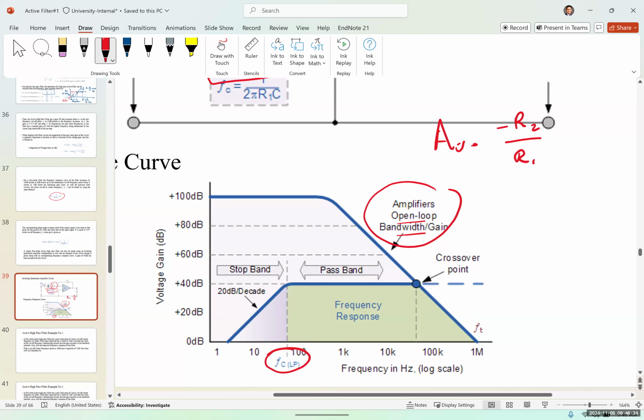And in theory, if we just had a passive high pass filter, we wouldn't have any upper cutoff frequency. But since this has an active element, the op amp is going to limit our upper cutoff frequency, and we're going to have this crossover point, which is our upper cutoff frequency. And again, this F2 or FH is going to be equal to F unity, or gain bandwidth, over A.